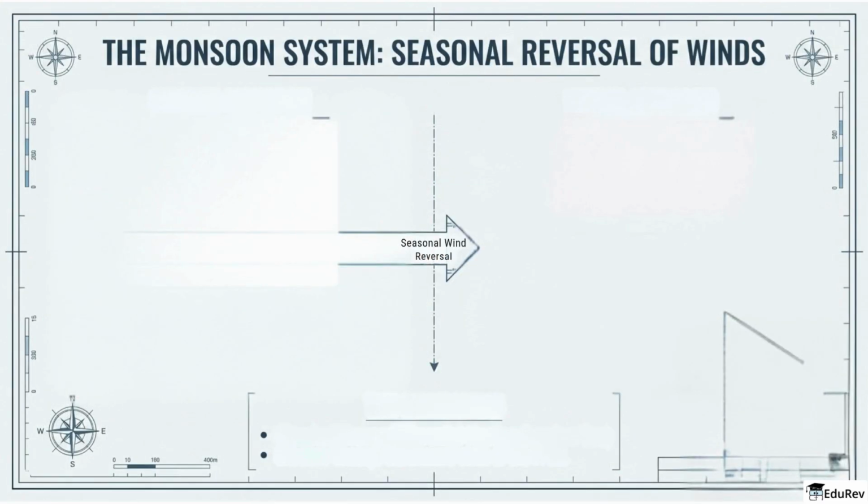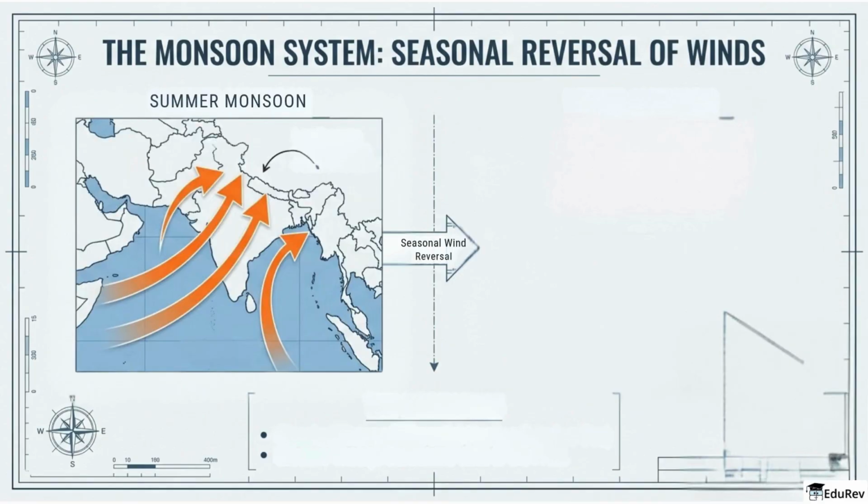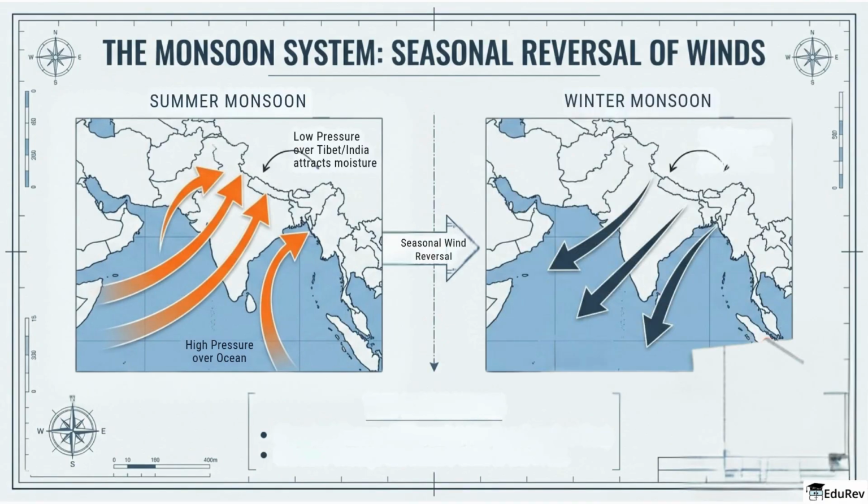Now you can understand the monsoon like an adult, not like a slogan. In summer, strong heating creates low pressure over Tibet or India, and moisture is pulled in from the ocean. The ocean remains relatively higher pressure. Winds blow landward, bringing rain. In winter, the land cools fast, creating high pressure over land, so air flows outward towards the ocean, where pressure is relatively lower. That's why the winter monsoon is largely dry for most of India.